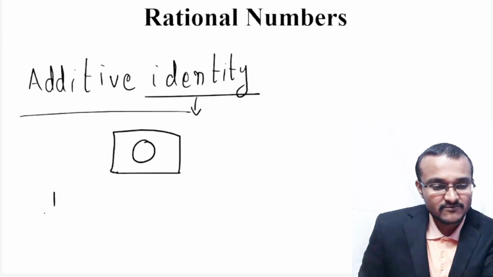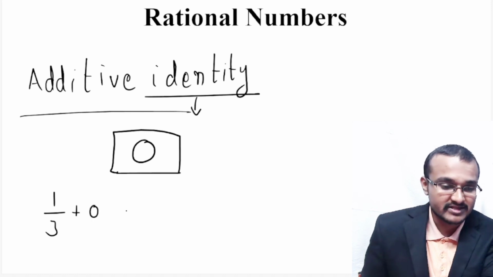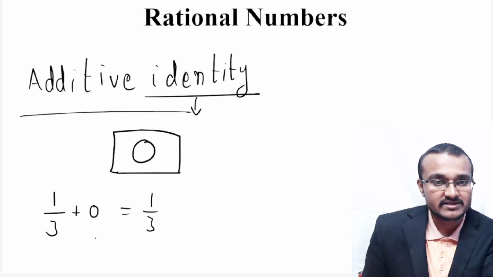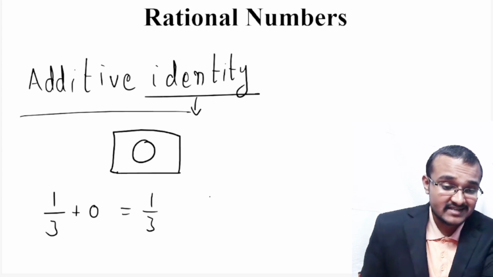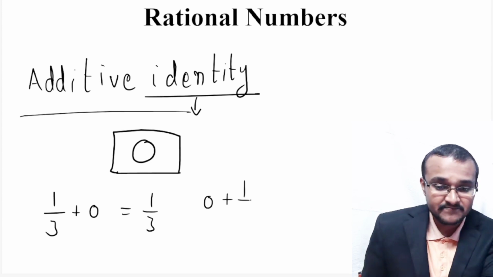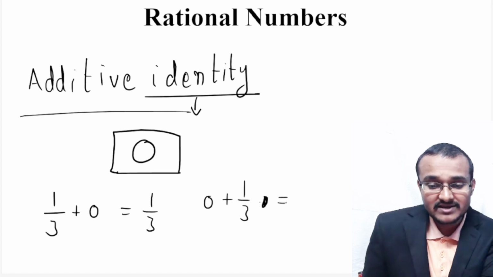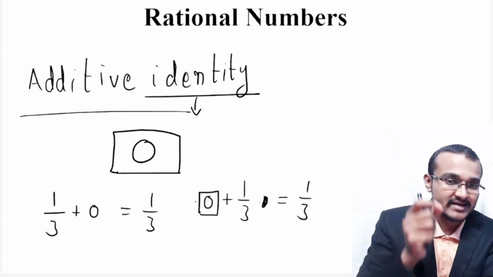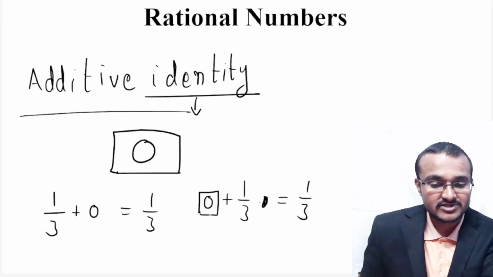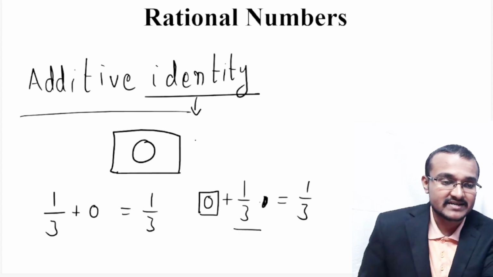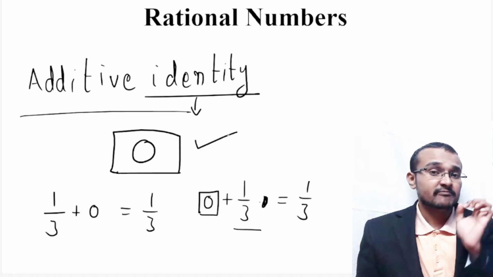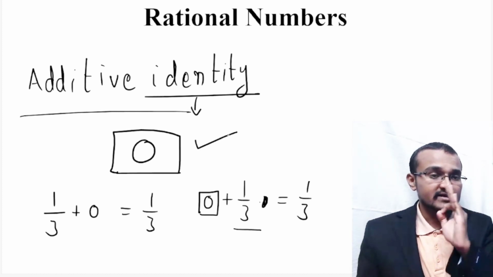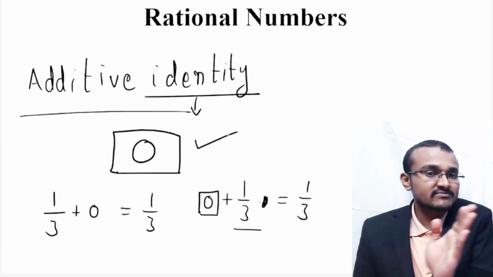For example, let's say 1 by 3 is one rational number. Now if you add 0 to this 1 by 3, again you will get the answer as 1 by 3. Even if you add this 0 to the left of 1 by 3, that is 0 plus 1 by 3, again you will get the answer as 1 by 3 itself. So however many times you add this 0 in whichever position, you will get the same answer. So even for this rational number, additive identity is 0.